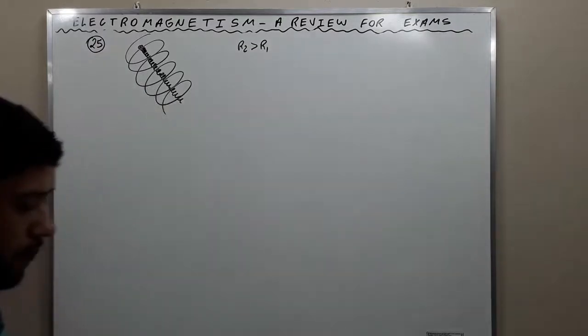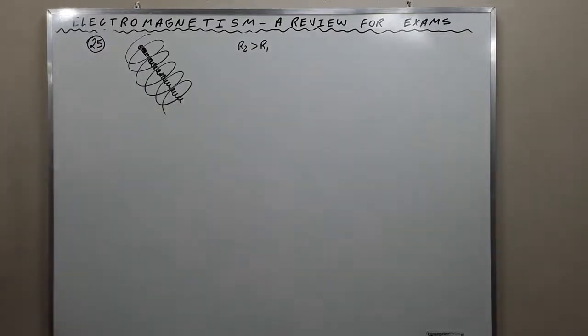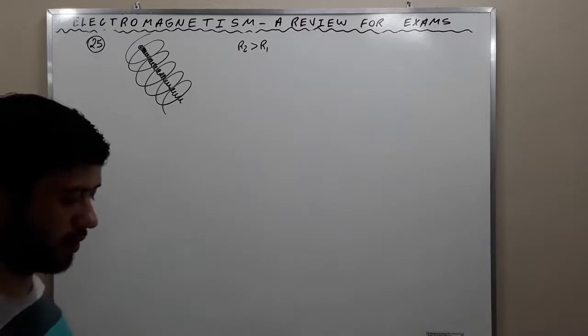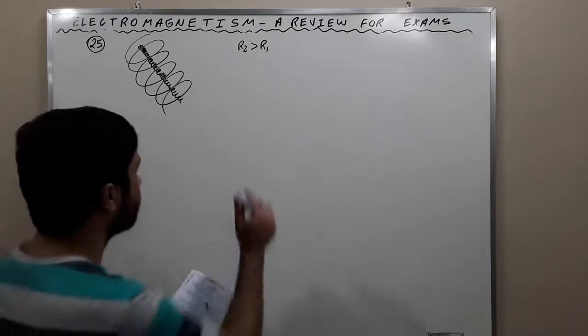Exercise 25: calculate the self-inductances and the mutual inductances between two coaxial solenoids of radius R1 and R2, with R2 greater than R1, carrying currents I1 and I2, with N1 and N2 turns per meter, respectively. Okay, this is the exercise, and the solution will be, let's calculate the mutual inductances first.